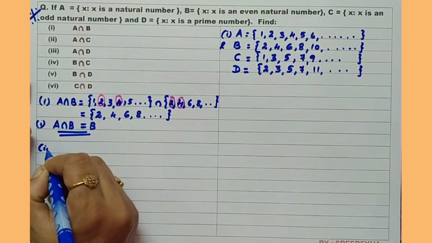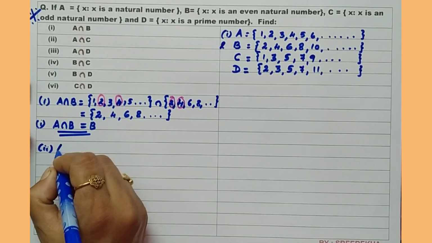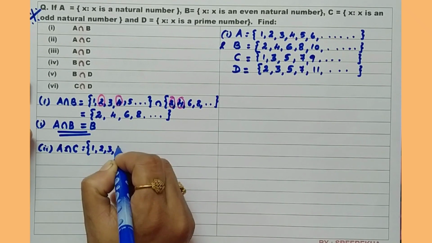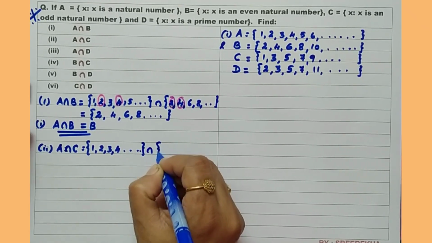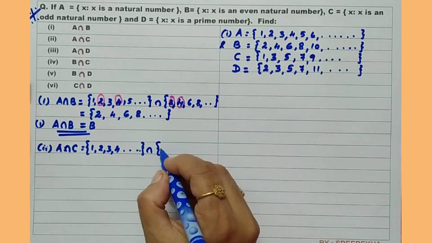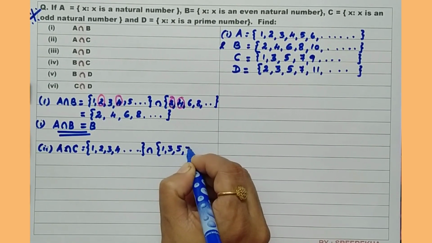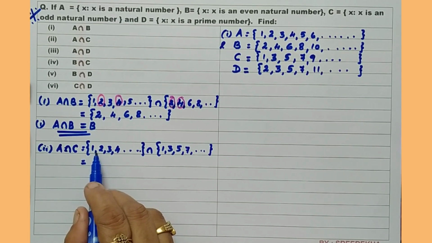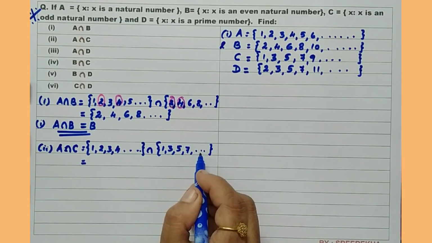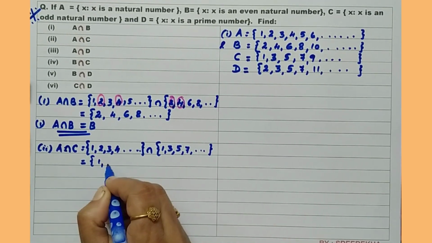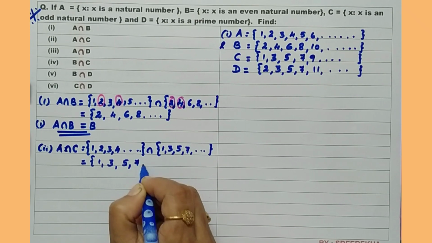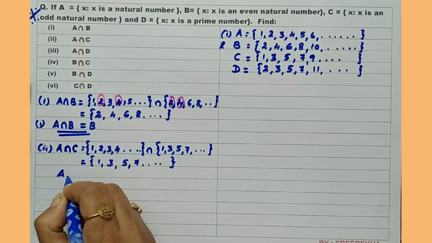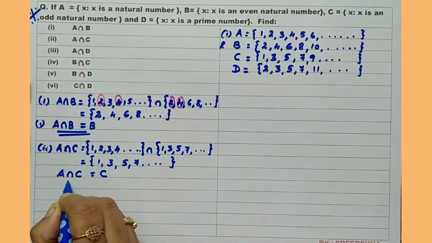Come with the second question. A intersection C, you need to find. A is the set 1, 2, 3, 4, etc. That you need to take intersection with C. What is C? C is the set of odd natural numbers. Odd natural numbers are 1, 3, 5, 7, etc. Now, you need to take the intersection of these two. You know well that 1, 2, 3, etc., all the numbers, when intersecting with the odd natural numbers, the intersection will come as the common elements again as 1, 3, 5, 7, etc., which is the set of odd natural numbers. So, A intersection C equals C in this case. A intersection C is actually this set C.